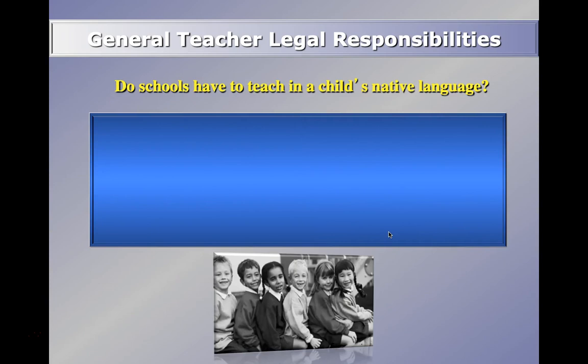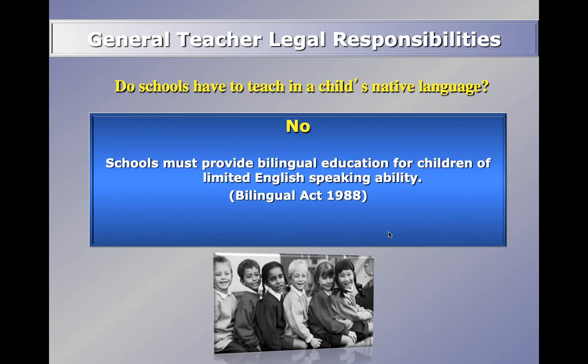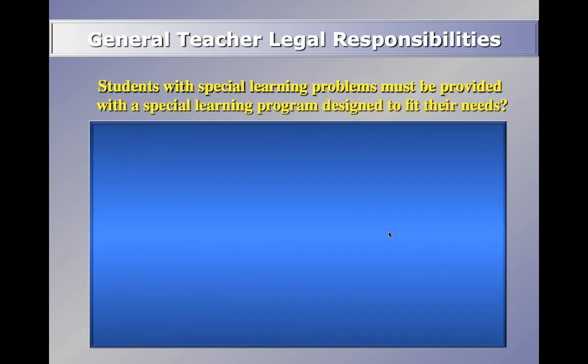Do schools have to teach in their child's native language? Well, of course, if we had to do that, you might have 11 or 12 languages spoken in your school district, and there's just no way. But by the Bilingual Act in 1988, you must provide bilingual education for children with limited speaking ability. So we have to teach them English, and make an attempt to teach them English as they go through our school systems, but you do not have to teach in their native languages.